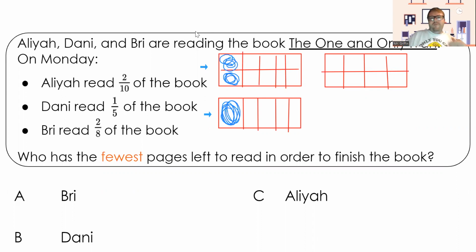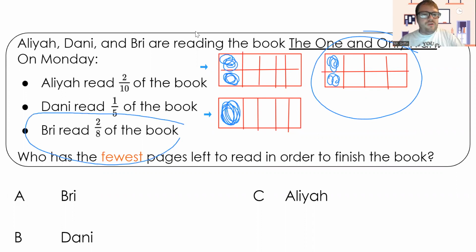So that helps me right away go, wait a minute. If those two are the same, more than likely the other one is different and is the correct answer. So I'm going to go ahead and draw my 2/8 too. Here is 2/8. The one with the least amount of space left is the 2/8. And I look and it says Bree read 2/8.